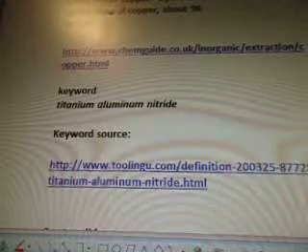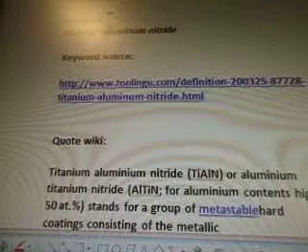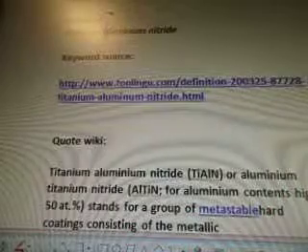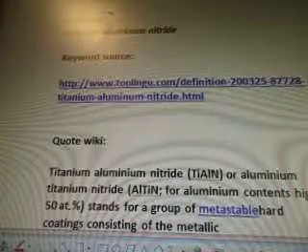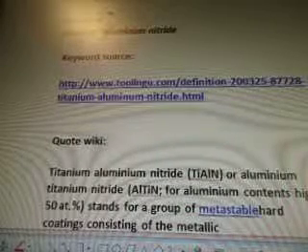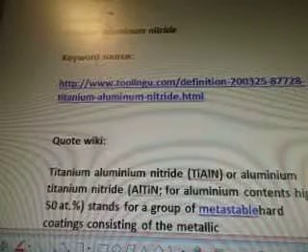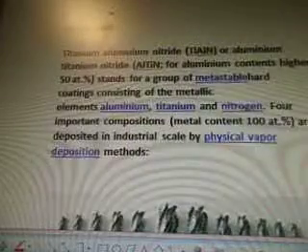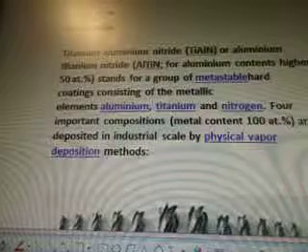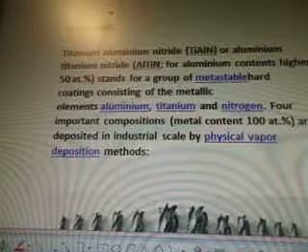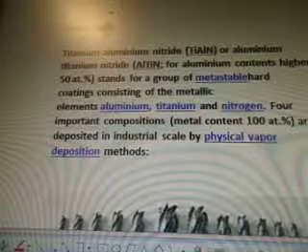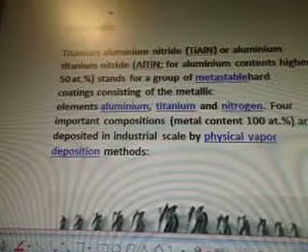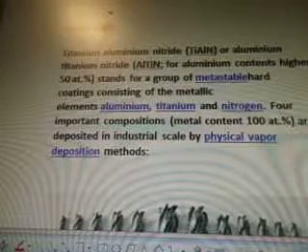www.chemguide.co.uk. And so I came up with the keyword titanium aluminum nitride. The keyword source was from, I googled the word titanium, and this is what came up. So toolingu.com. Quote from Wiki: titanium aluminum nitride, or TiAlN, or aluminum titanium nitride, AlTiN, for aluminum contents higher than 50%, stands for a group of metastable hard coatings consisting of the metallic elements aluminum, titanium, and nitrogen.